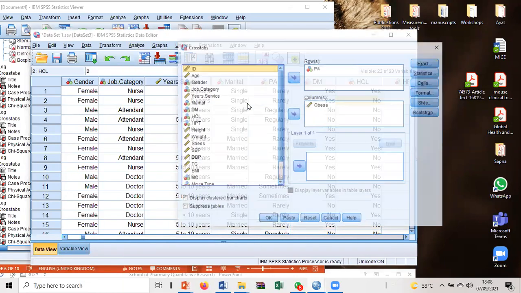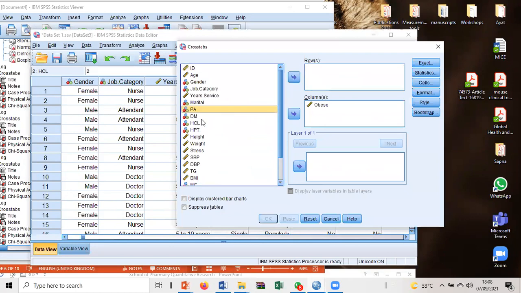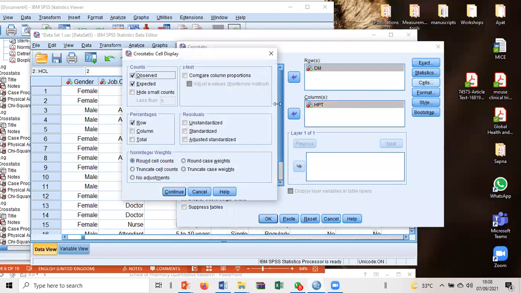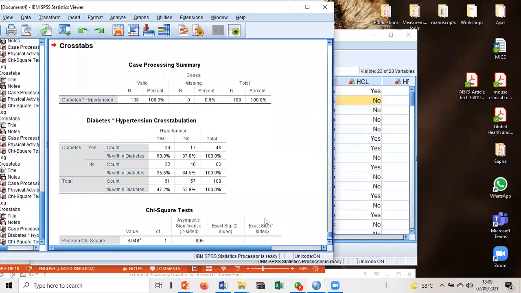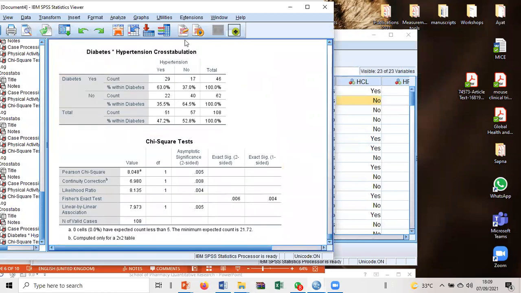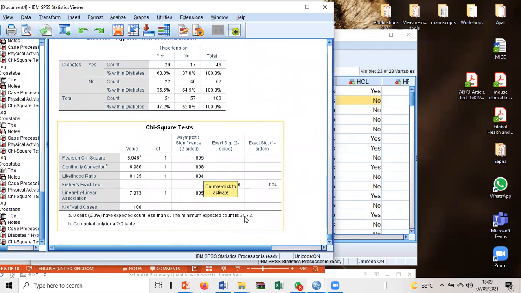Okay, cross tab. Let's say any association between diabetic and hypertension, all right? People who are diabetic, are they also hypertensive or not, right? Cells. Okay. Is the count okay? Is the count okay? Yes. Supposing it's not.